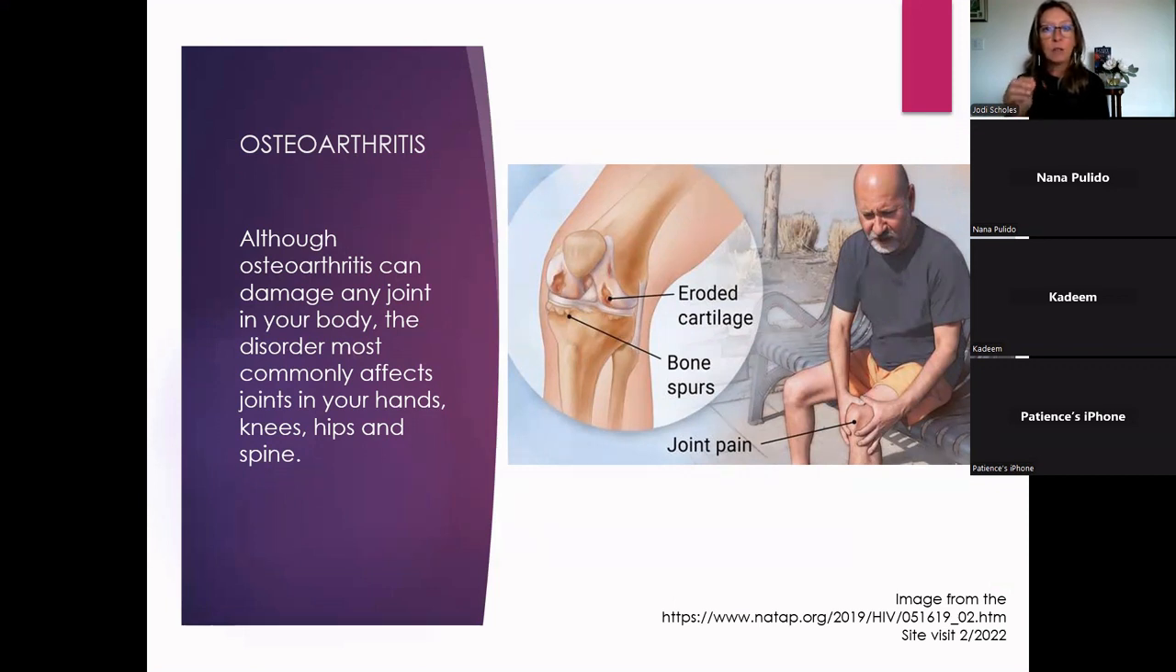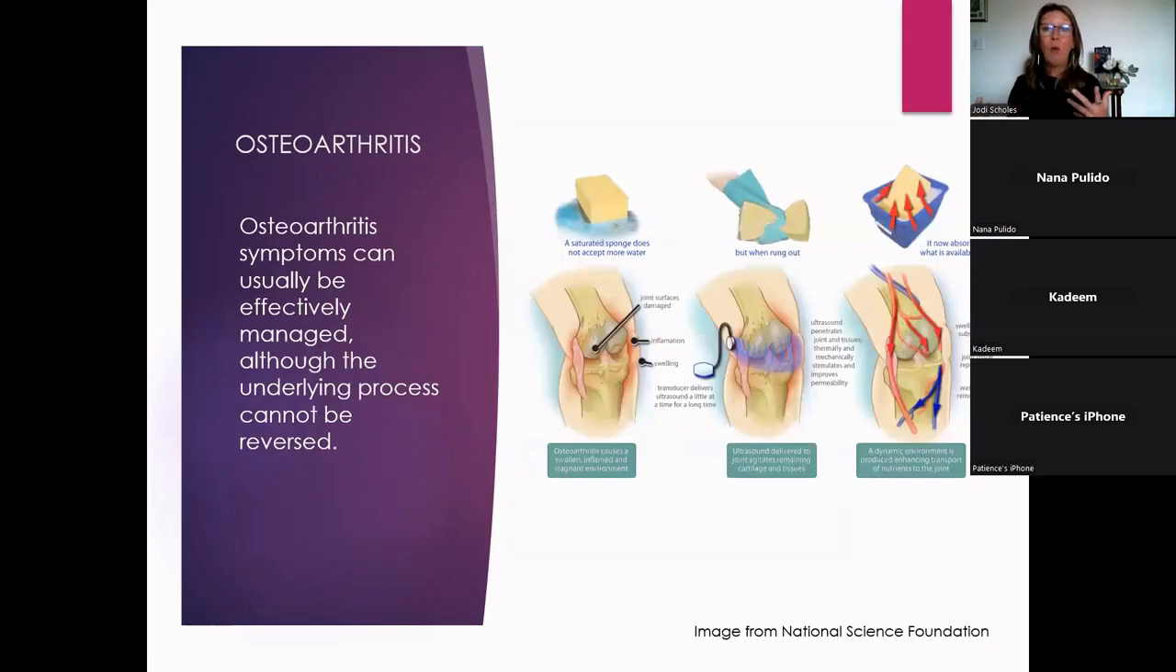So where do you have some arthritis? Oh, I've got arthritis in my big toes. Oh, I've got it in my knees. Oh, I've got it in my hips. Yeah, some people get it in their spine. But it's an inflammation of the joints between two bones. And it's because of wear and tear. So that wear and tear on the joint.